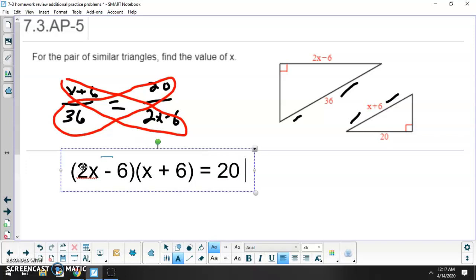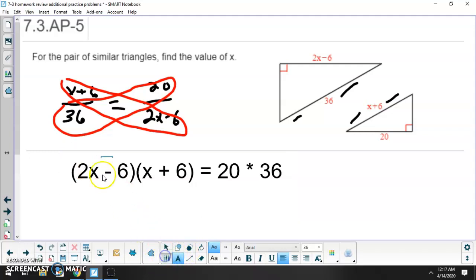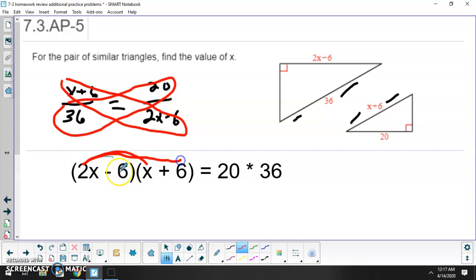All right, so I'll put 20 star 36 for multiplication. Now, if you don't remember how to multiply two binomials, there's a little acronym called FOIL. It stands for first, outer, inner, last. So you need to use the distributive property essentially for each of the terms here in this first, what we call a binomial.